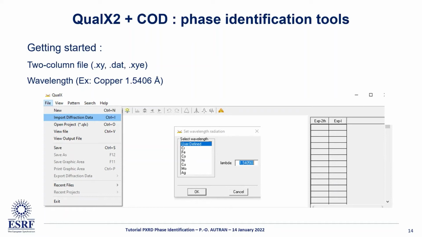And then you have to give the wavelength. The wavelength is usually provided by the calibration you made on your machine, or at PSRF, it's usually my staff who will tell you the wavelength is 0.4 angstrom or something like that. So you input that when you start the program, basically.